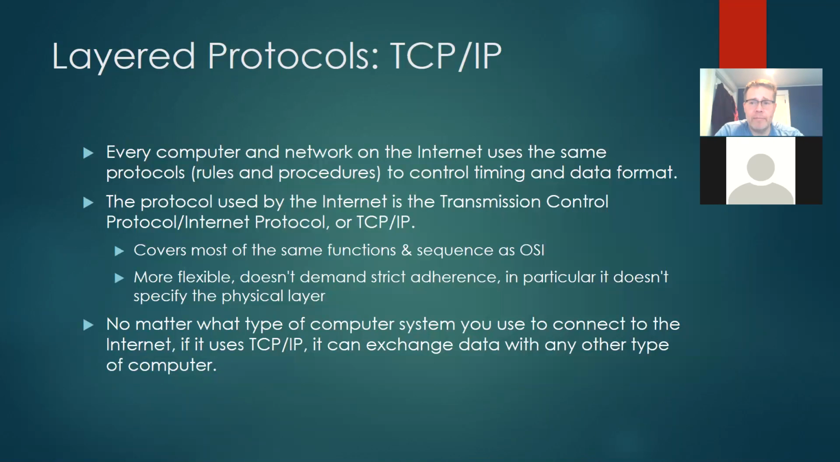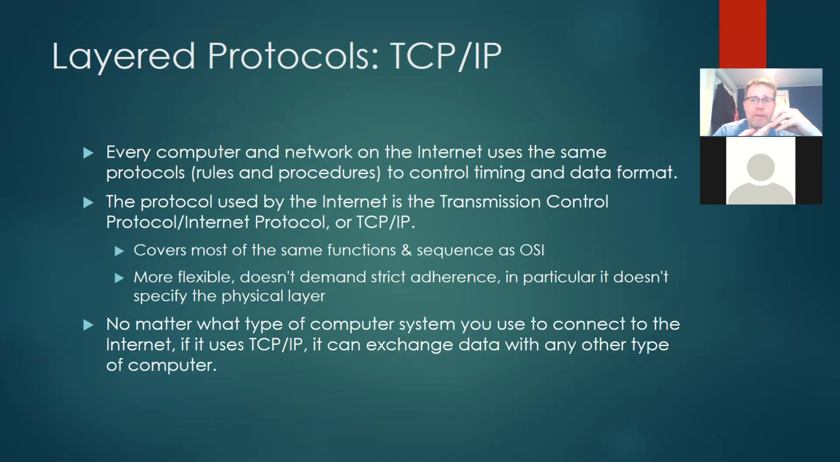Okay, the other one, TCP/IP, right? So I mentioned 7-layer OSI, that's the one we covered. TCP/IP is the one that's actually used. So every computer and network on the internet uses the same protocols to control when transmissions are sent, how packets are formatted, all that. It just makes sense that they'd all use the same way so they don't have to reformat data across networks. The standard protocol is TCP/IP, which stands for Transmission Control Protocol and Internet Protocol. And it covers most of the same functions and sequences as OSI.